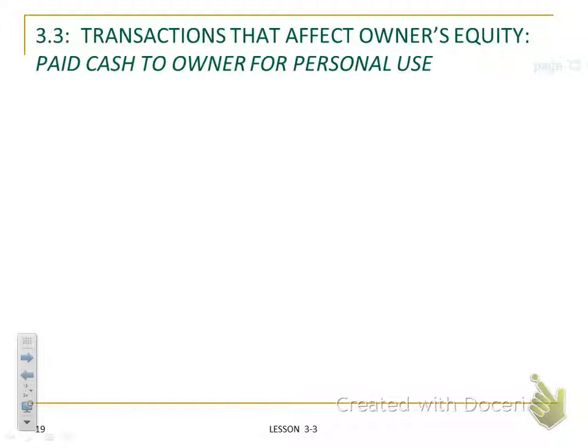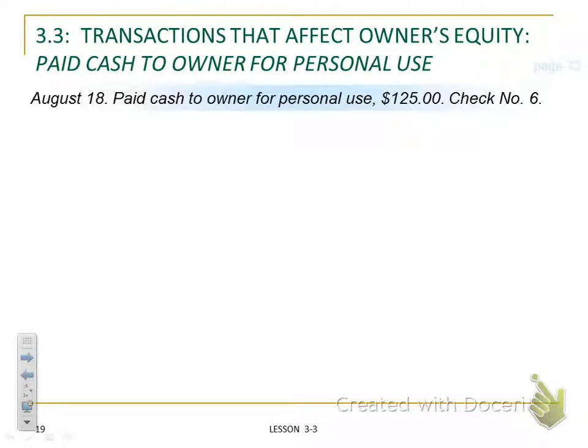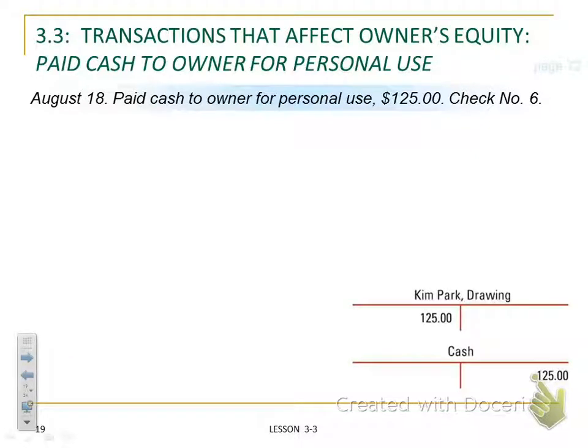Now let's record the transaction for paying cash to the owner for personal use. On August 18th, the business paid cash to the owner for personal use. What are the two accounts that are affected? We know that cash is affected, and when we hear the words owner for personal use, we know that the owner's drawing account is affected. So in this case, it's Kim Park Drawing.